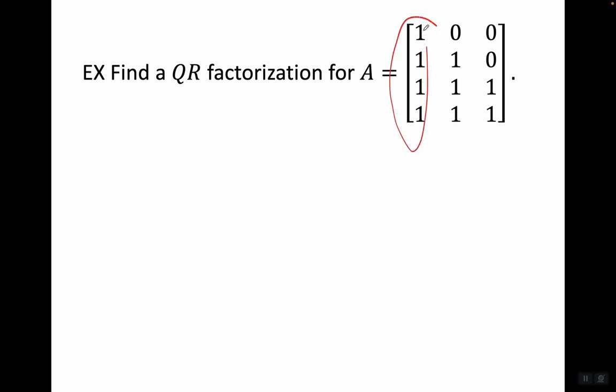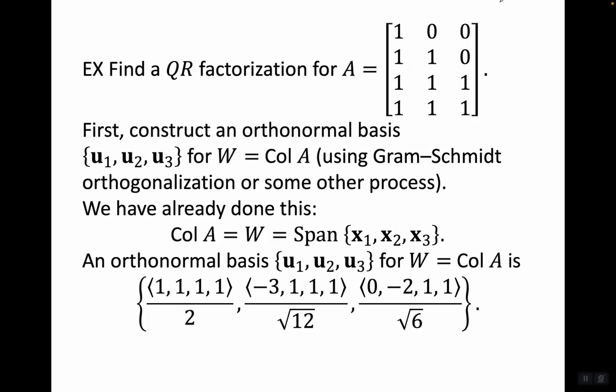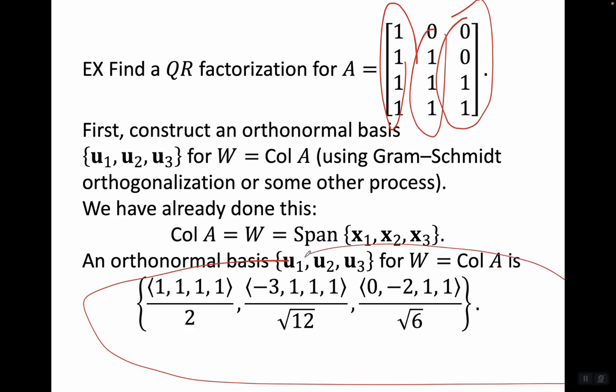So notice that these are the columns that we saw earlier. First we construct an orthonormal basis U1, U2, U3 for W, in other words, the column space of A. In this case, the column space of A is the space W we were looking at earlier, because these columns were the ones that W was the span of in the previous problem. So we construct an orthonormal basis for the column space of A. We've already done this. This is an orthonormal basis for the column space of A, in other words, W.